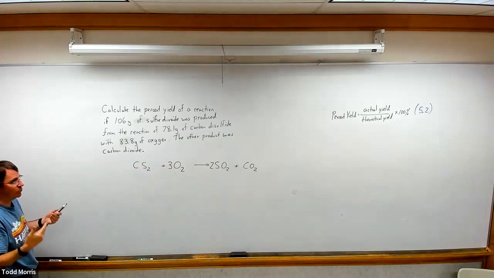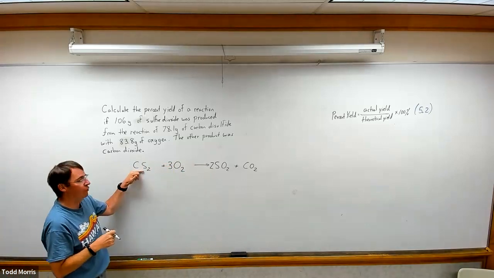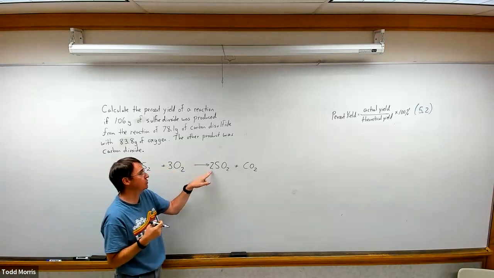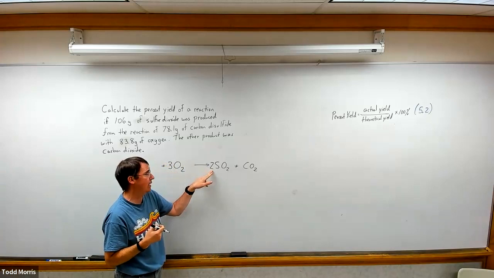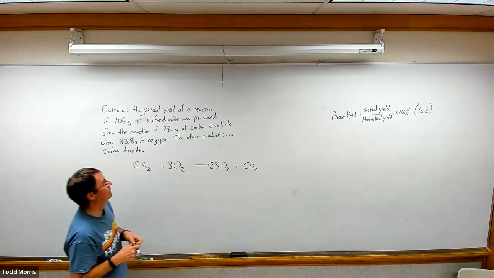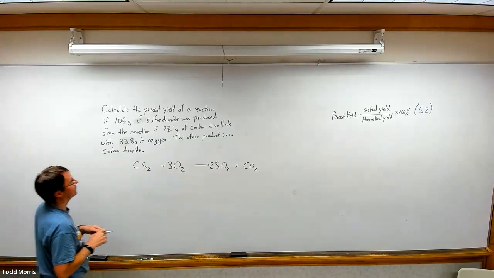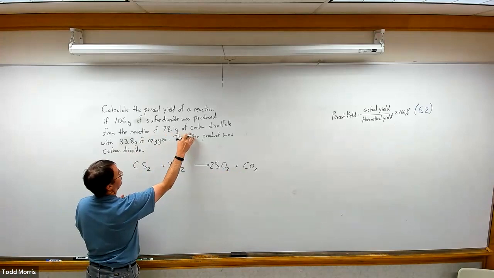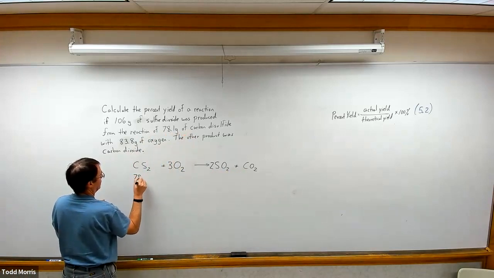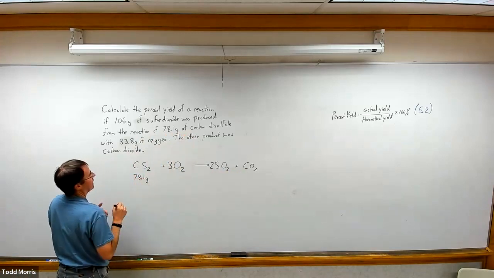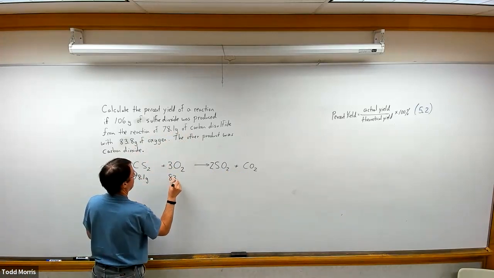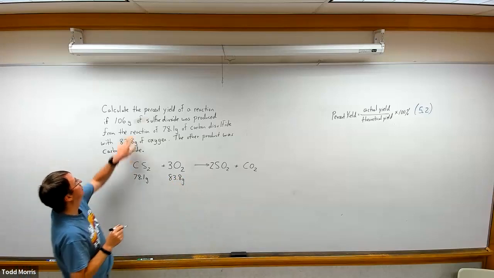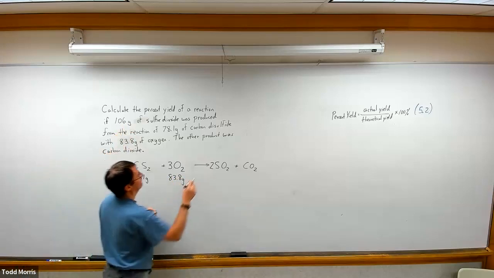So now we have a balanced equation, which tells us that 1 mole of carbon disulfide reacts with 3 moles of oxygen to produce 2 moles of sulfur dioxide and 1 mole of carbon dioxide. If we apply our numbers here to give us an idea of what's going on, we have 78.1 grams carbon disulfide reacted with 83.8 grams of oxygen, and that produced 106 grams of sulfur dioxide.